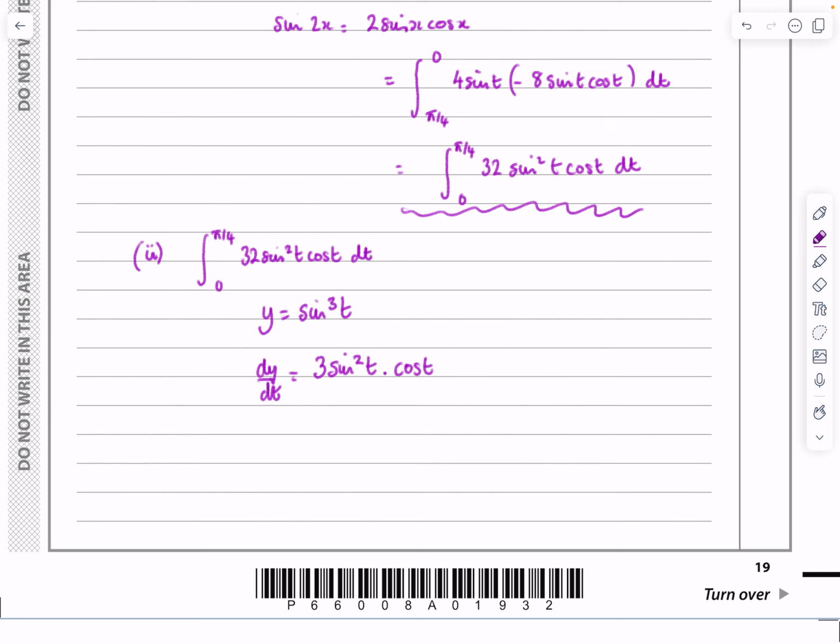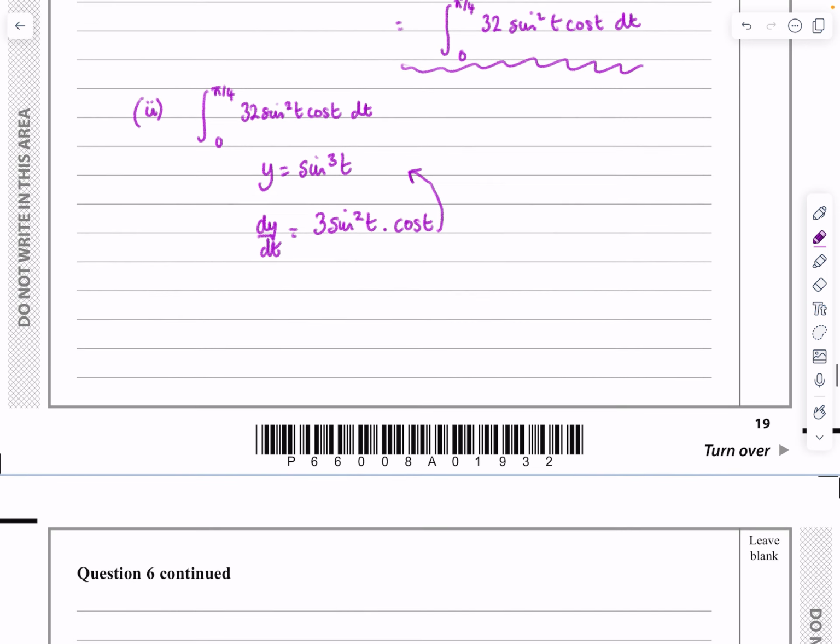So I know the integral of this would be that. I haven't got the integral of 3 sine squared cos t, I've got the integral of 32 sine squared cos t. So we can now say, really simply, that the integral between pi over 4 and 0 of 32 sine squared t cos t is equal to 32 over 3 sine cubed t, and all of that then between pi over 4 and 0.